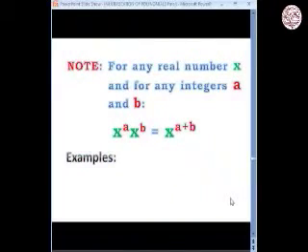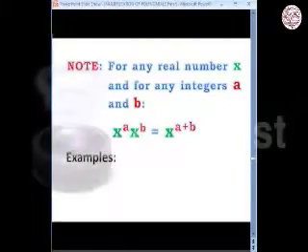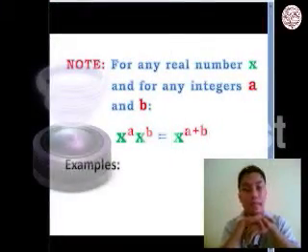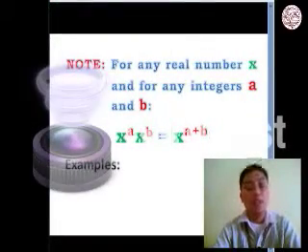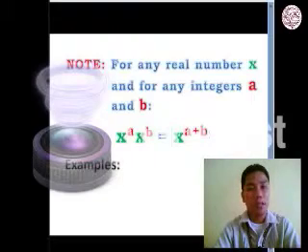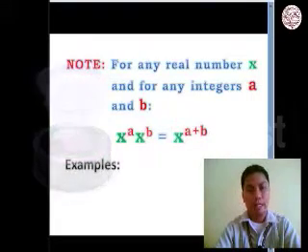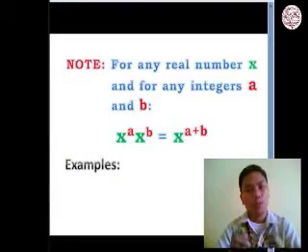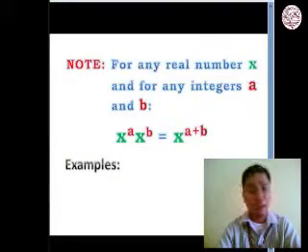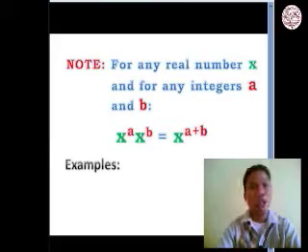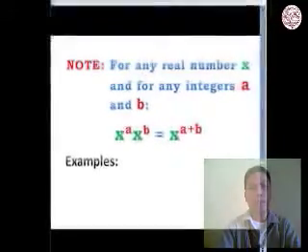Okay, note. For any real number x and for any integers a and b, x raised to a times x raised to b is equal to x raised to a plus b. Again, you have to copy the base and add only the exponent, right? Copy the base and add the exponent. So here are some examples.